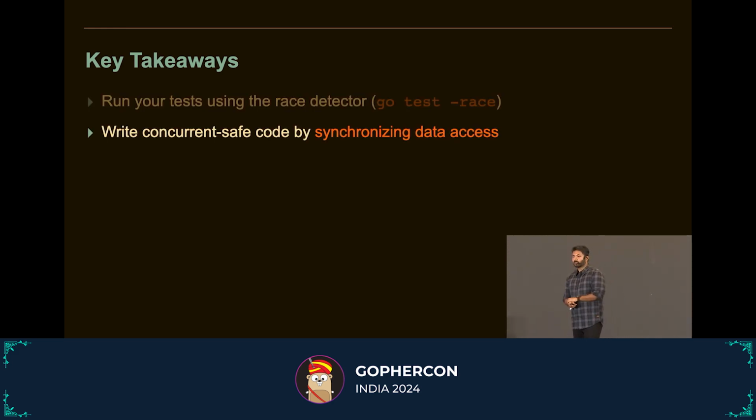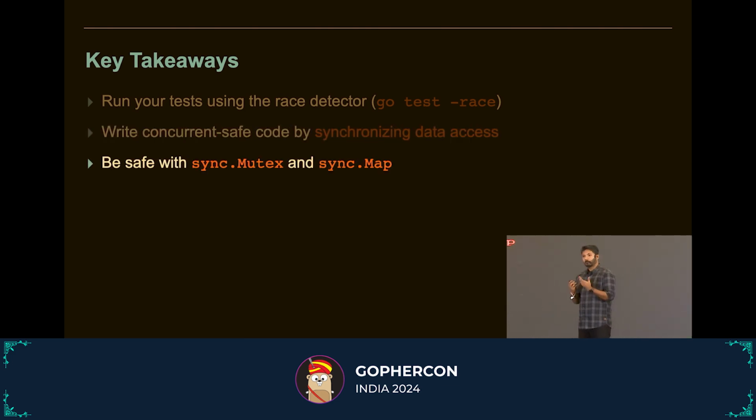Write concurrent, safe code by synchronizing data access. What do I mean by that? Use mutexes. It's very, very important. And be very mindful when you're sharing data. It's best not to share data at all. Otherwise, it defies the principles that were laid out by Tony Hoare in 1978.